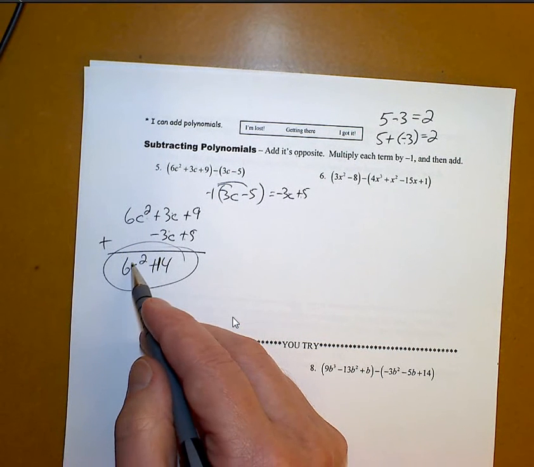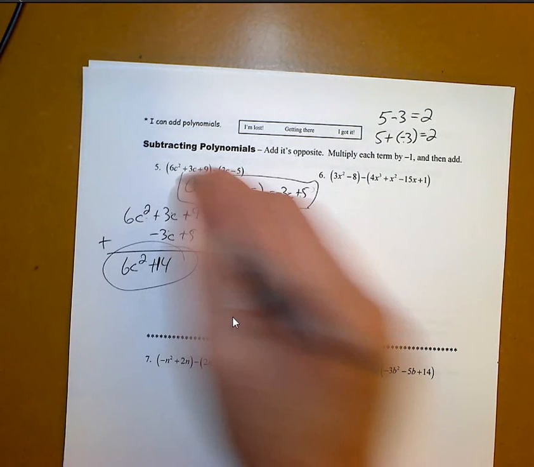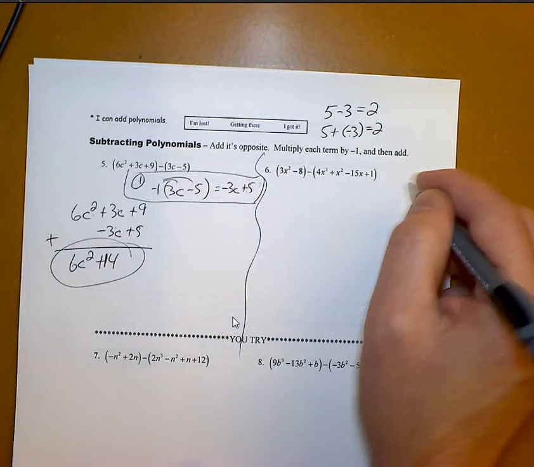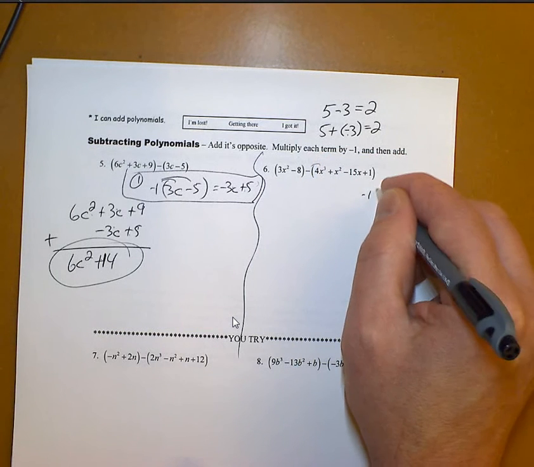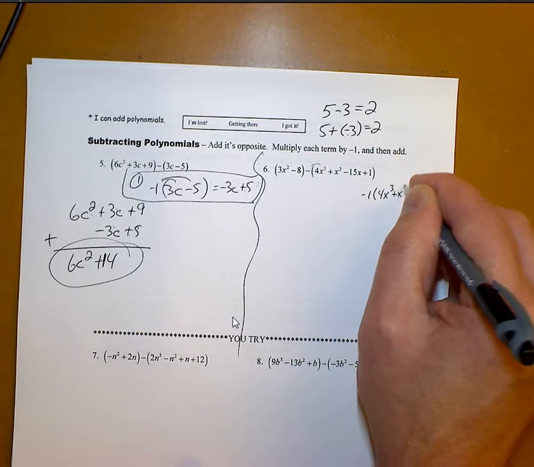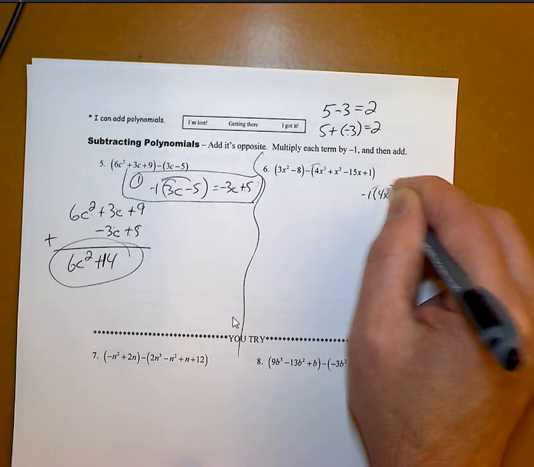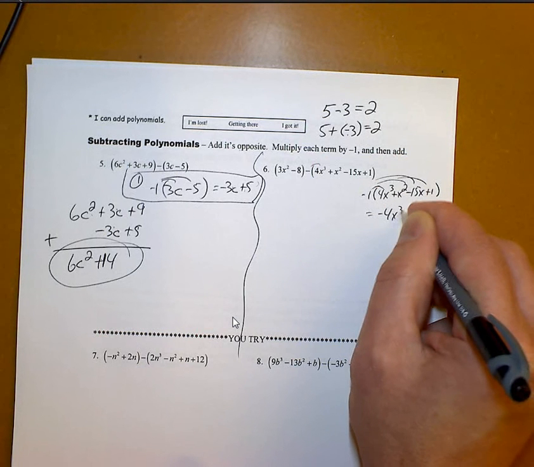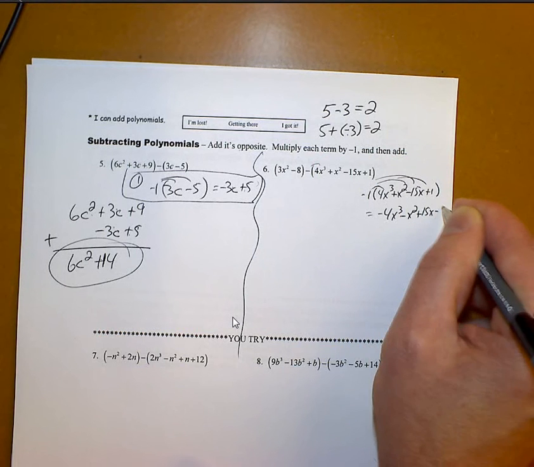Okay? So I just did this little first step off to the side. So we can do it over here too. I'm going to do this off to the side. So I'm going to distribute this negative 1. I'll write it over here. Negative 1 times 4x cubed plus x squared minus 15x plus 1. I'm going to distribute this negative to each term. What do I get? Negative 4x cubed minus x squared plus 15x minus 1.